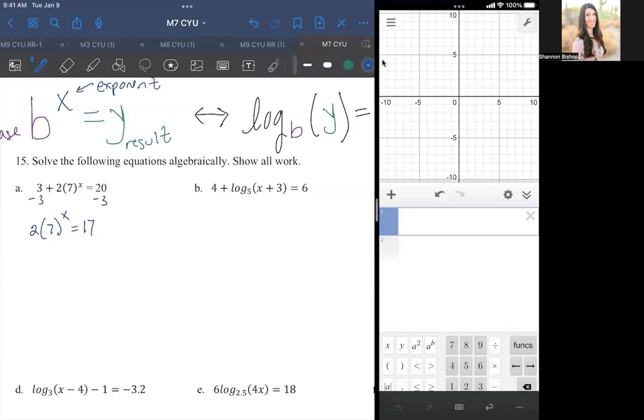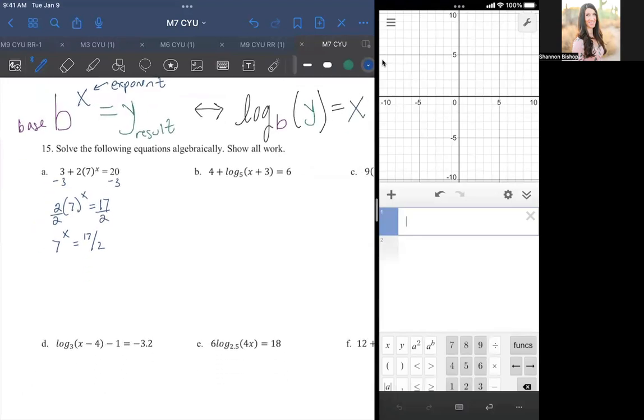Okay, but there's still an extra value out in front. The 2 is neither a base nor a power nor a result. And so we can divide it off. And then eventually we're left with 7 to the power of x equals 17 halves. Now, certainly you could get the decimal equivalent of 17 halves. It would be 8.5, but you don't have to. You can leave it in fraction form. And so it's at this stage in the game that you're officially in base, power, result form.